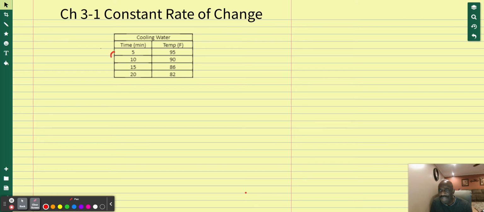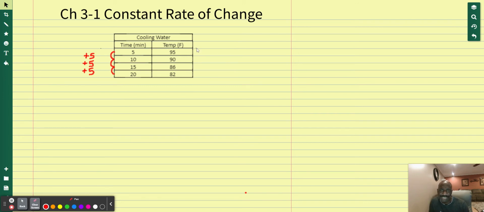It's going from 5 to 10. What does that mean? It's talking about time in minutes. So it went up by 5 minutes. I'm going to put a positive 5 over here. And then it does it again from 10 to 15. It went up by 5 more minutes. And then from 15 to 20, it went up by 5 more minutes. Let's see what's happening on the other side.